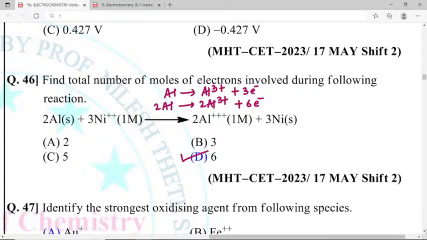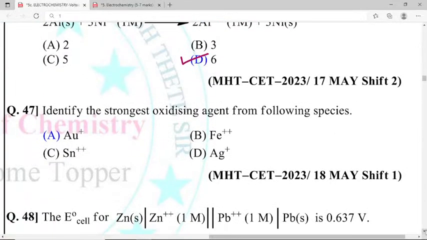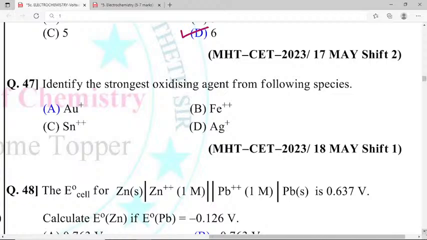Okay, next question. Identify the strongest oxidizing agent from the following species. Strongest oxidizing agent is Au, because it has a positive value, a higher positive value, higher positive potential.